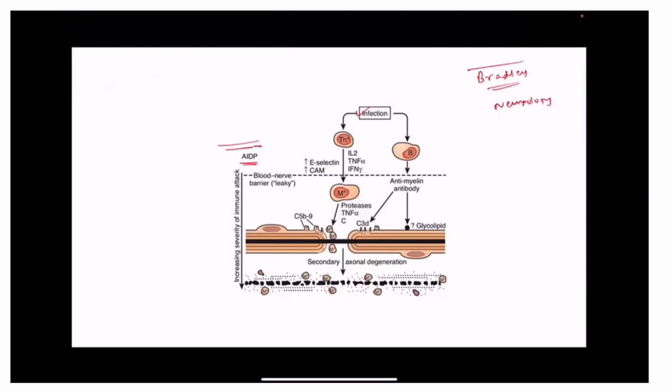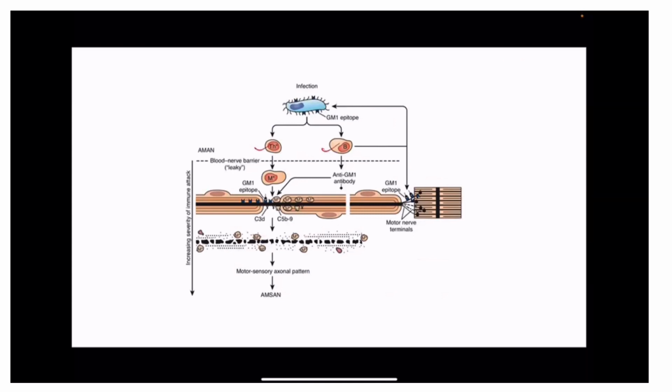Certain infections I told you about: GI infections and certain respiratory infections. They activate your T cells and your B cells. Your T cells produce certain cytokines, and because of that they mainly affect your myelin. Along with that, these B cells produce antibodies and go and affect your myelin. Now coming to the AMAN or AMSAN variant, both these get activated after infections.